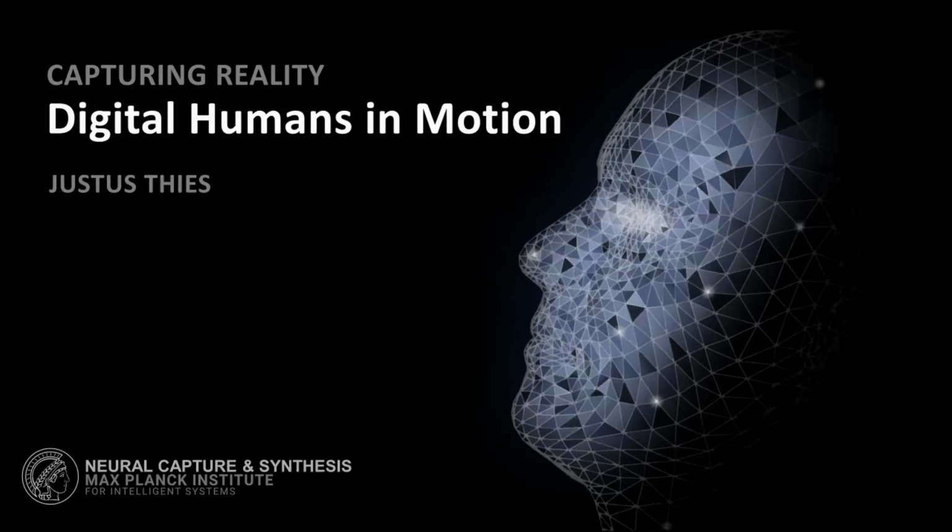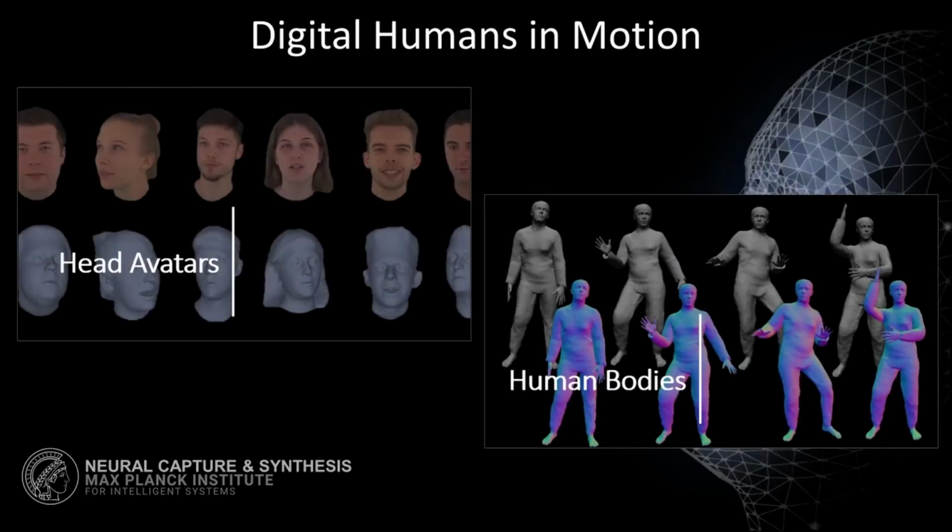Hi, my name is Thies, and I'm leading the Neural Capture and Synthesis group at the Max Planck Institute for Intelligent Systems in Tübingen. I want to give you a short overview of how you can model human faces and human bodies with neural representations. Note that in the following I will present work from my group. I refer to the state-of-the-art report for a variety of different approaches.